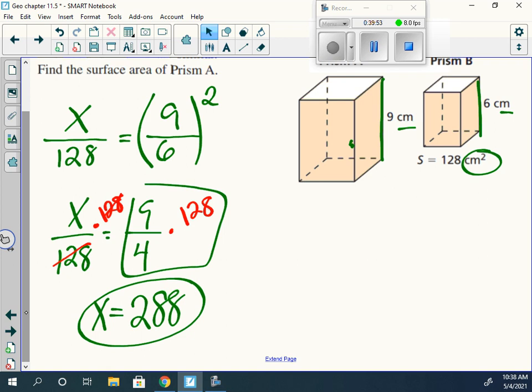Is 288 a number that we would expect to get? Is the prism getting bigger or smaller? Bigger, yes? So did the surface area get bigger? Yes. If the shape gets bigger, the surface area should increase. If the shape gets smaller, the surface area should decrease. Questions on this here?